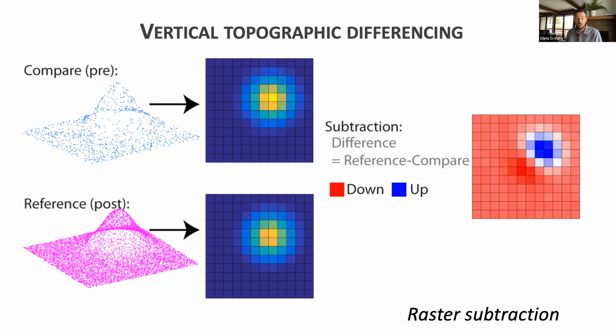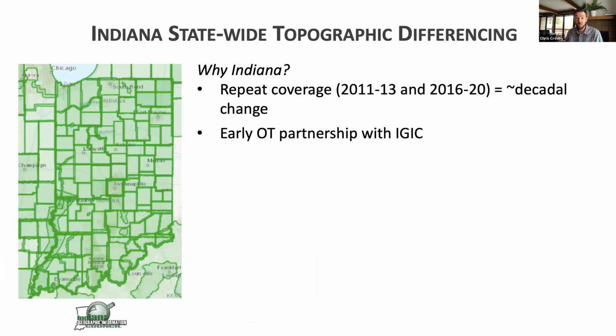And so what we've done to demonstrate this at scale is we computed the topographic change of the whole state of Indiana just recently. And this is actually ongoing work. We have a manuscript we're working on right now about this exercise. You might ask, why Indiana? Indiana is actually maybe not that interesting from a topographic change perspective. It's maybe not the most dynamic place in the United States.